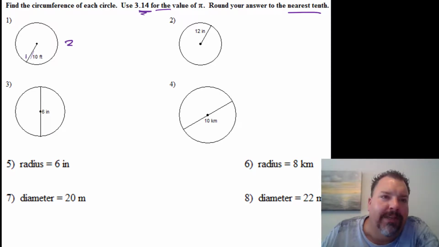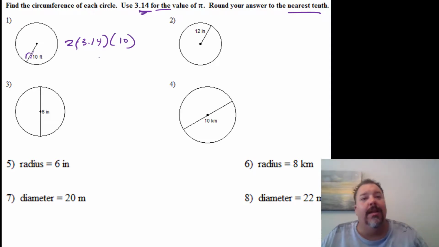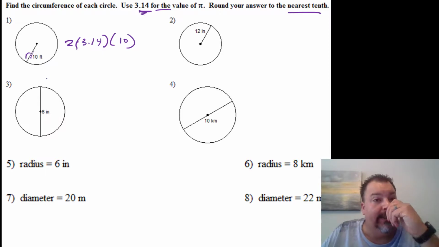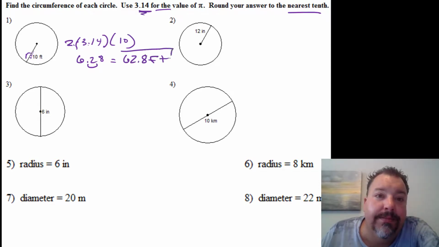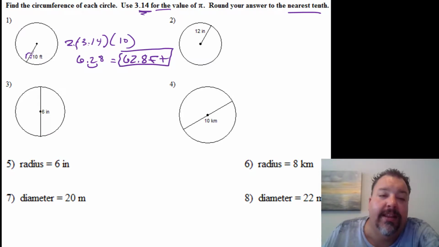So for number 1, I'm given the radius is 10, so I'm going to multiply by 2. Pi, I'm going to use 3.14. Let's put that in parentheses, and r is the radius, that's 10. This one I can actually do by hand, because 2 times 3.14 is 6.28, and then multiplying by 10 is just moving the decimal place, so we're going to have 62.8, and the units here would be feet, because we're measuring a length.